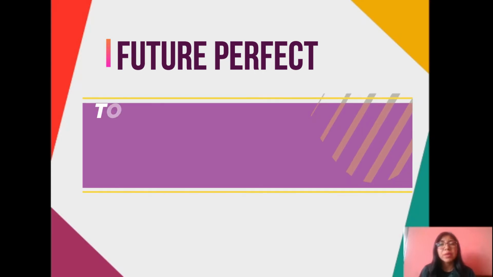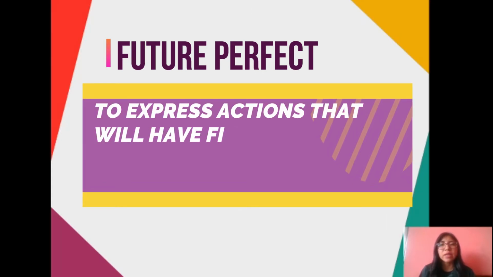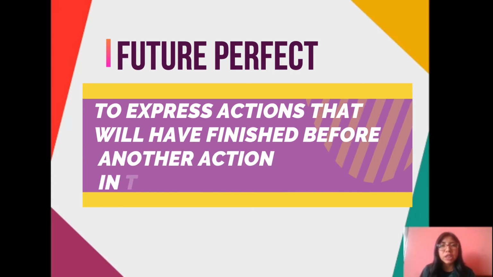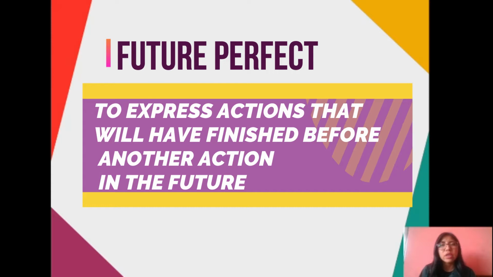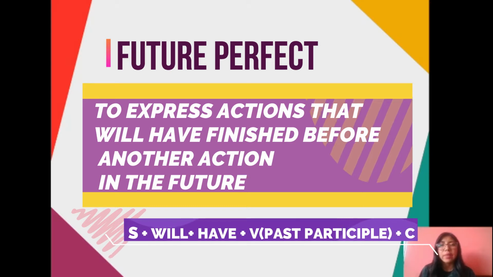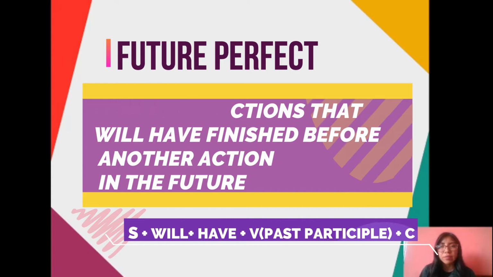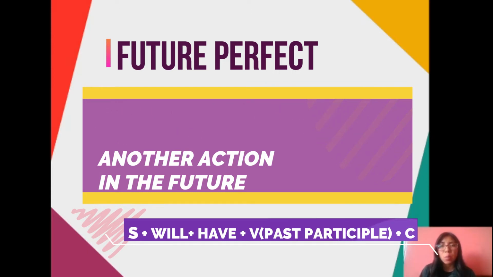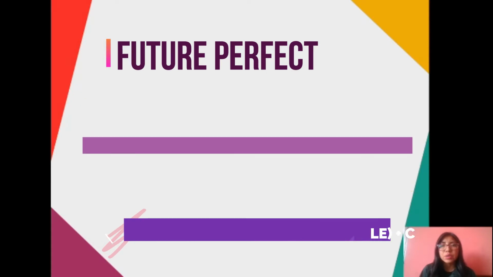That's right. Remember, we use it to express an action that will have finished before another action in the future, okay? And can you tell me the structure? That's right. Remember, you are going to use the subject, will, have, and the verb in past participle, okay? For example, I will have finished my homework at 2 p.m.